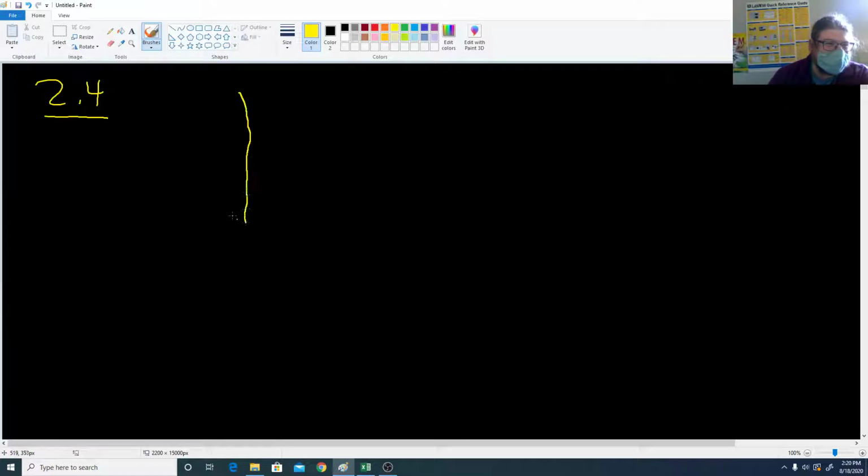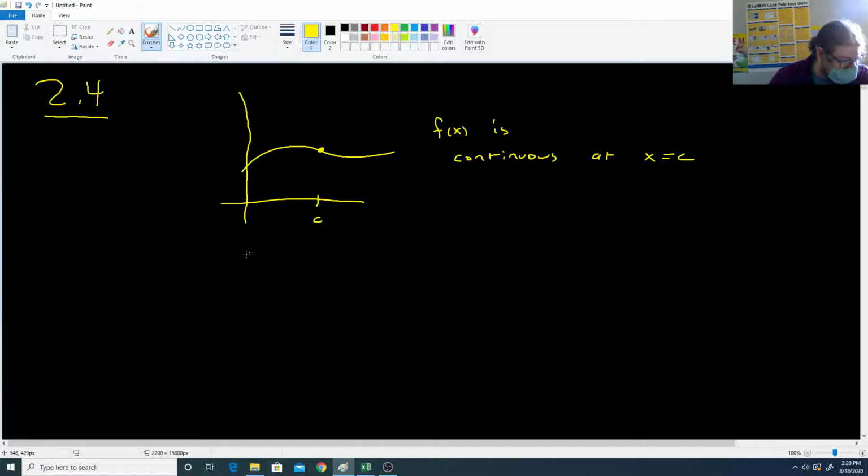So if we have a graph that looks something like this, where, say we got a point c, and that happens here, this would be a graph where we would say f of x is continuous at x equals c. So basically the graph is all kind of connected together. You would be able to draw it without lifting your pencil up, that sort of thing.